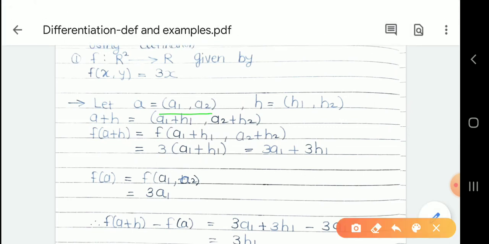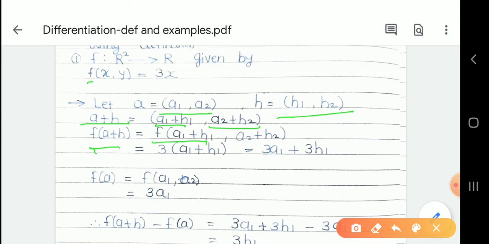So points A and H are in R2. So we take let A is equal to (A1, A2) and H is equal to (H1, H2), because they are points in R2. So A plus H is (A1 plus H1) addition of x coordinate and (A2 plus H2) addition of second coordinate. So f of A plus H is equal to f of (A1 plus H1, A2 plus H2).